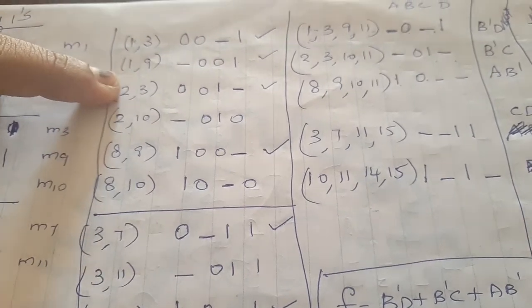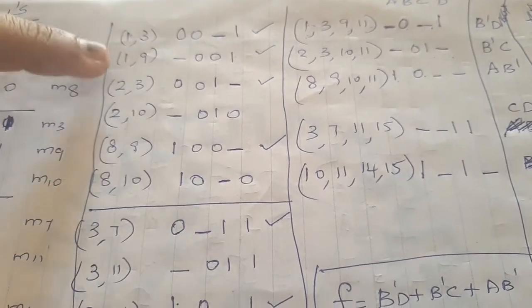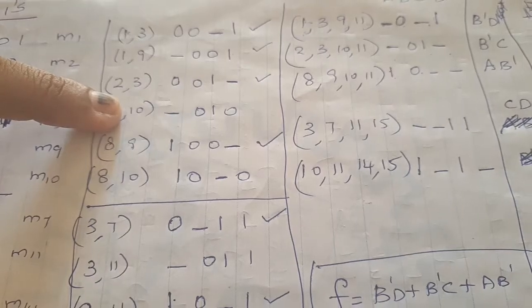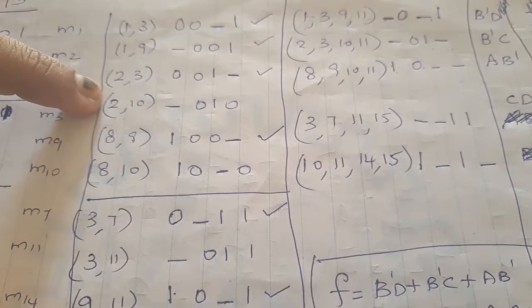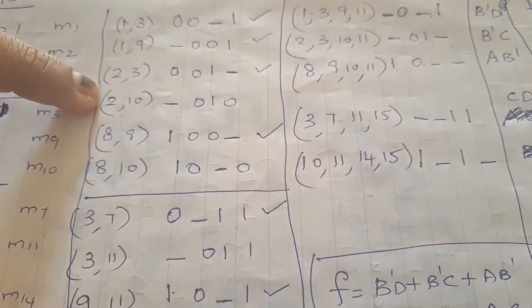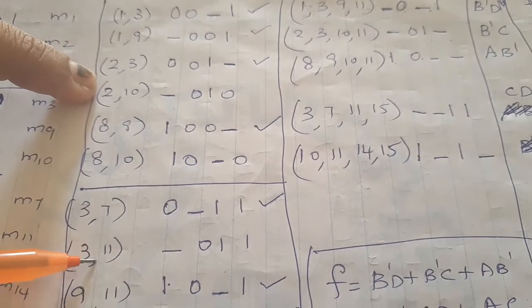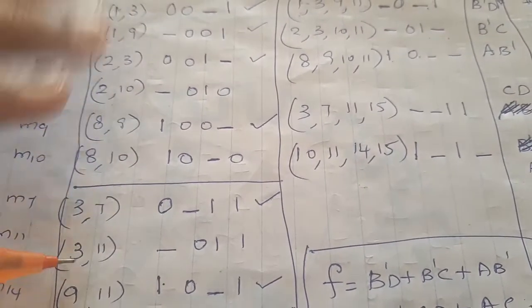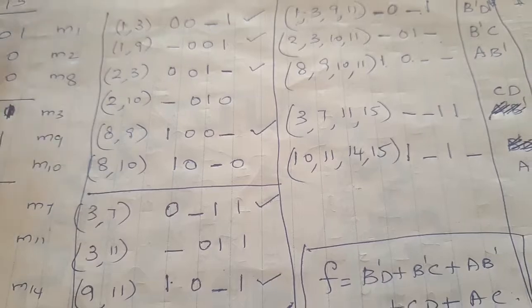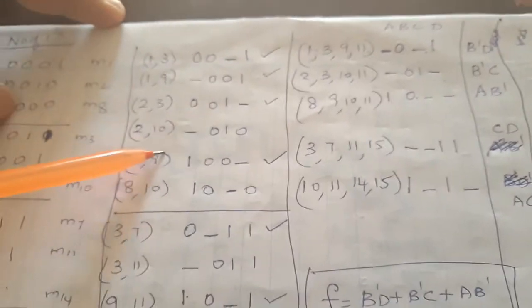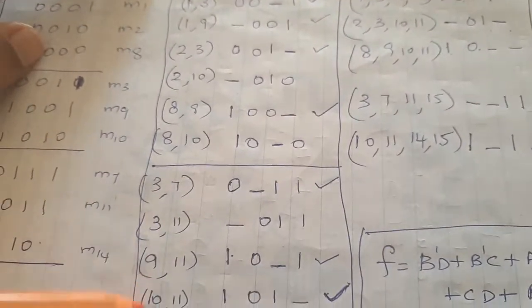Okay, 2 comma 3, 10 comma 11 is over, 2 comma 10 is also over. See, this is already here, so that is also over. And similarly 10 comma 11 is over means 3 comma 11 is also over. So you are reducing your implicants now. It is all clubbed together. This is clubbed, this is clubbed, this is clubbed, this is clubbed.